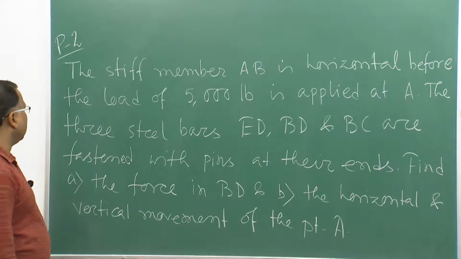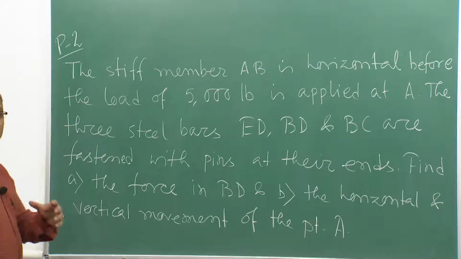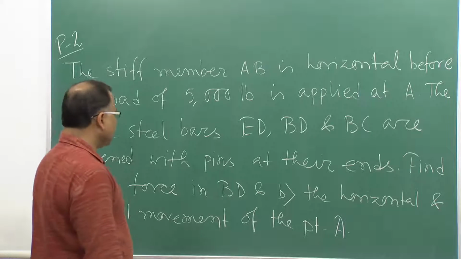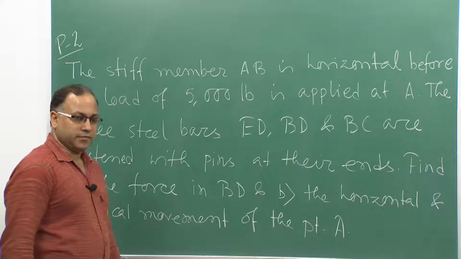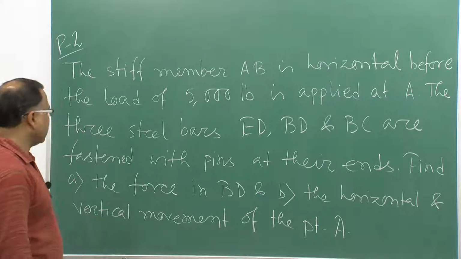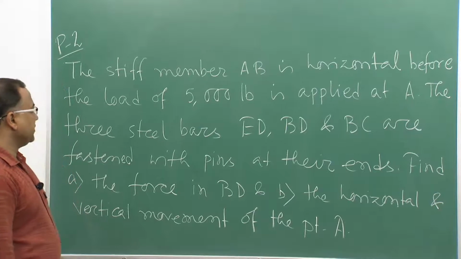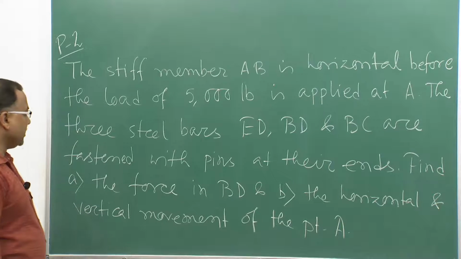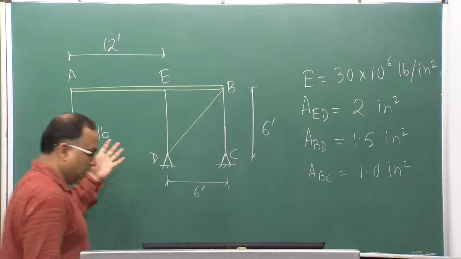The three steel bars as shown in the figure, ED, BD and BC, are all two force members, fastened with pins at their ends. Find first the force in member BD, and second the horizontal and vertical movement of the point A after the application of load 5000 pound.